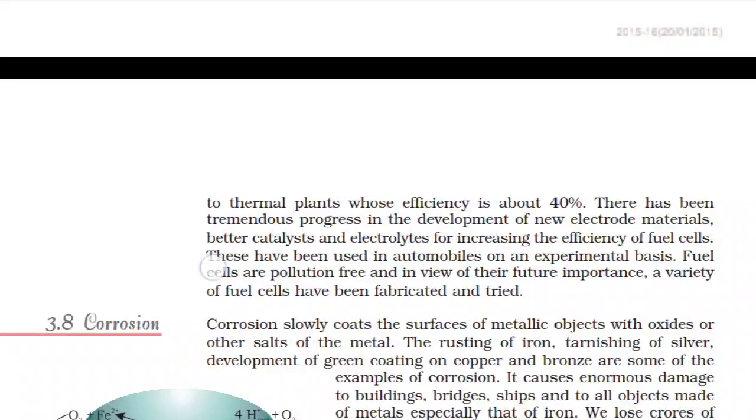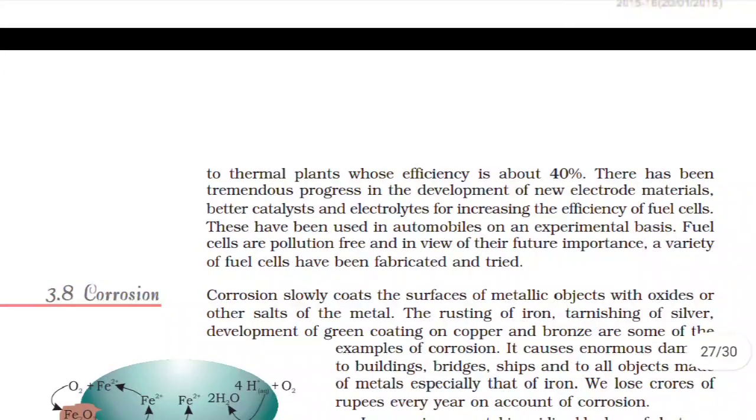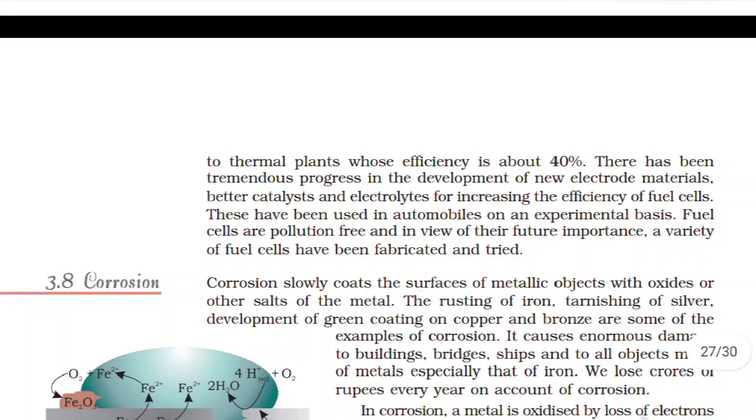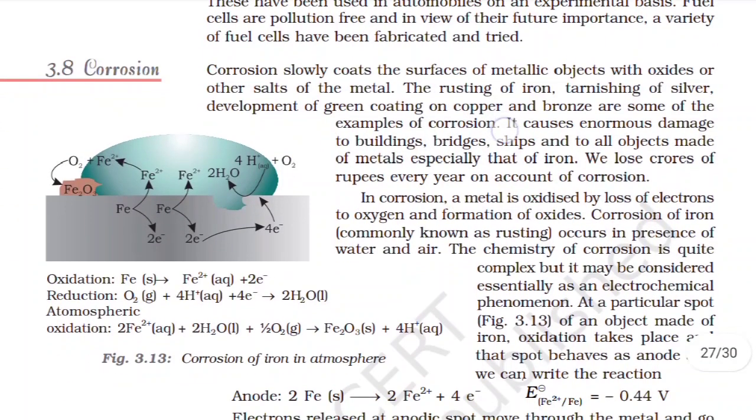And using these fuel cells is pollution free, and high efficiency also comes. Therefore fuel cells are being fabricated and tried more. And the last topic in this is corrosion.